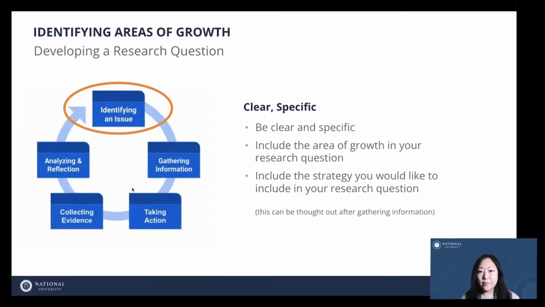For example, if my area of growth is to increase student participation and my strategy is to include student self-assessments and check-ins, my research question would include something like, in what ways do student self-assessments and check-ins increase student participation in a middle school English language development classroom?